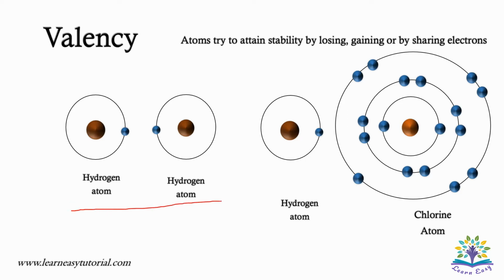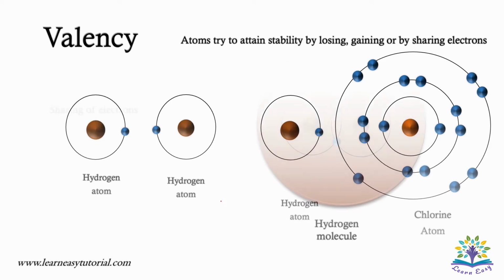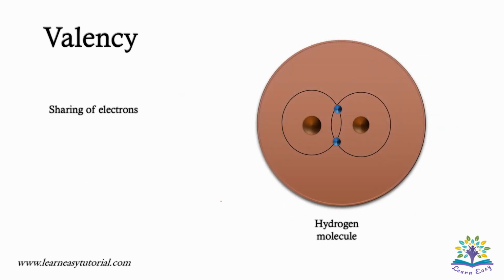Here, the two hydrogen atoms have 1 electron each in their valence shell. They need 1 more electron to become stable. They will share their electrons and become a molecule. Since the number of electrons shared here is 1, they have the valency 1.